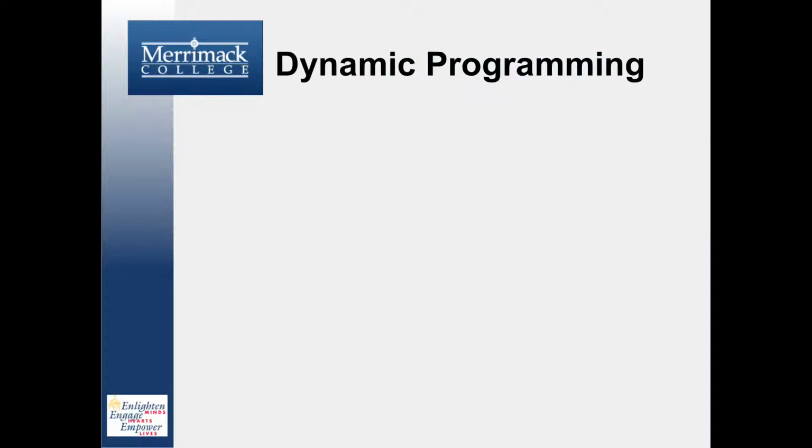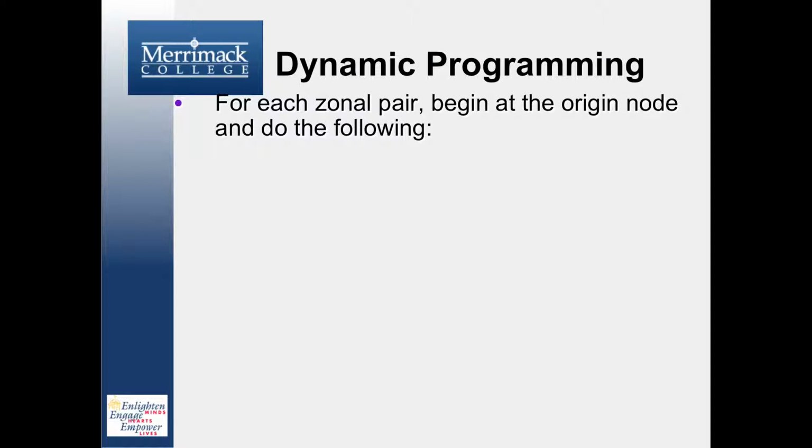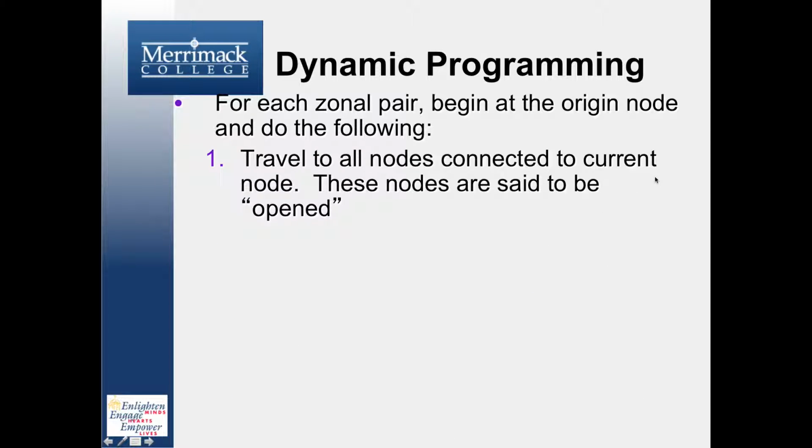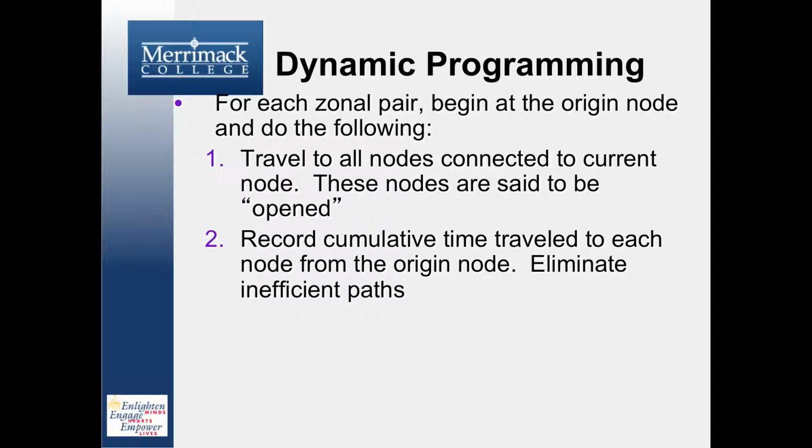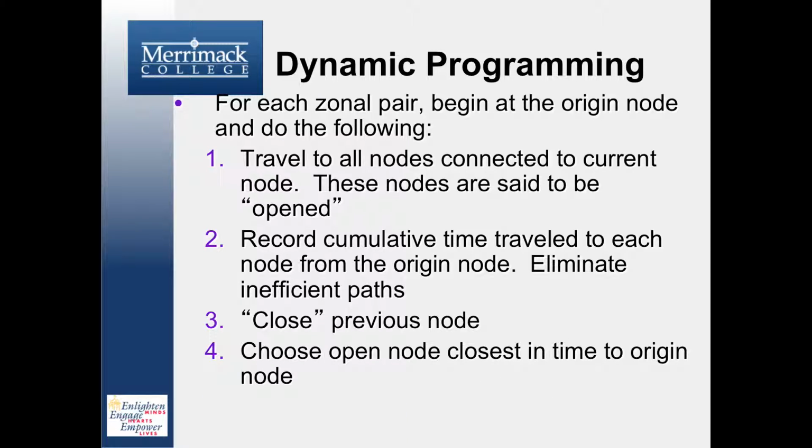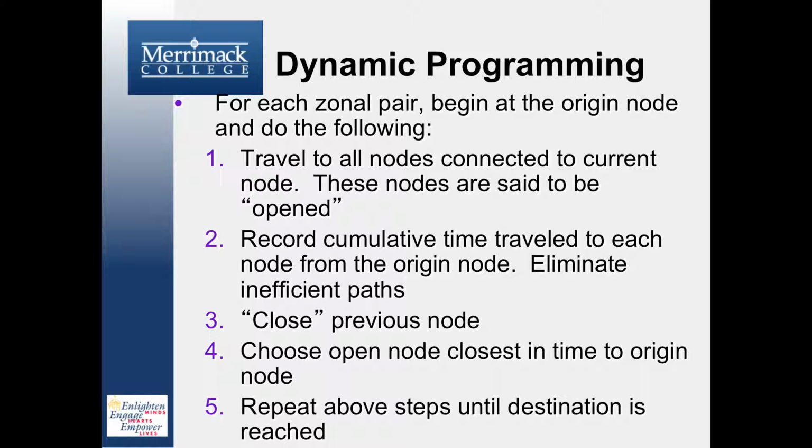So I'm going to show you how to make it through a network of street segments. So we begin at the origin node, and the idea is to travel to all nodes that are connected to that first node, right? And those nodes are considered to be open. And then I'm going to record the cumulative travel time to each node from the origin node and eliminate the paths that don't give me the best time, the lowest time. And I'll close the previous node, choose the open node closest in time, and then just keep going, repeat. So I have an example here I'll show you.